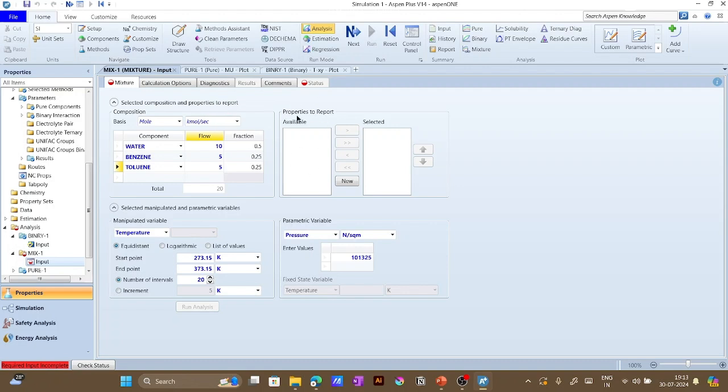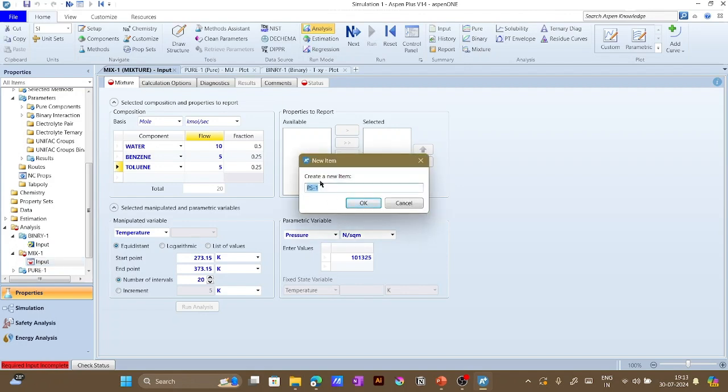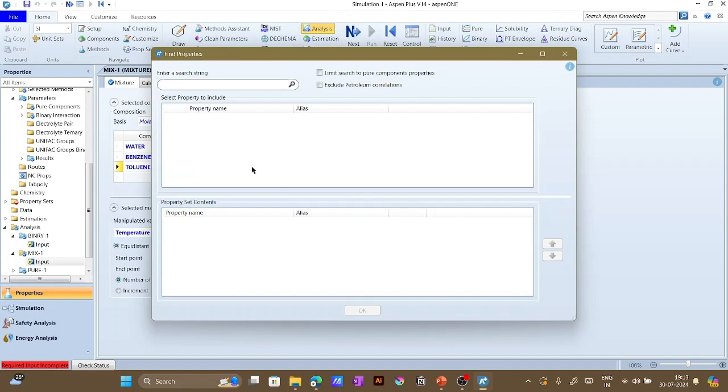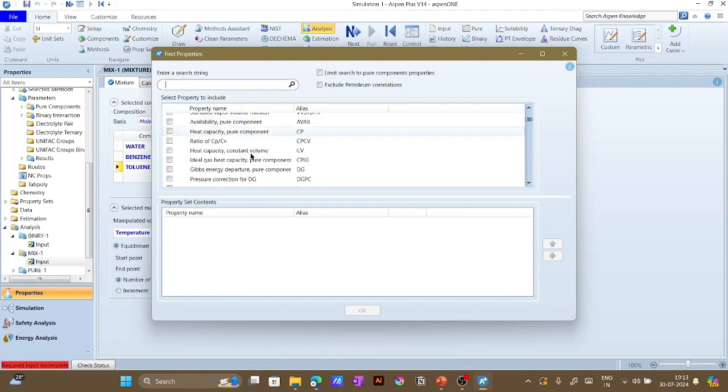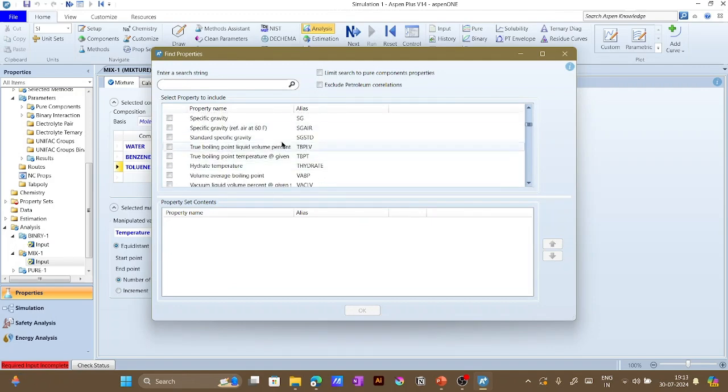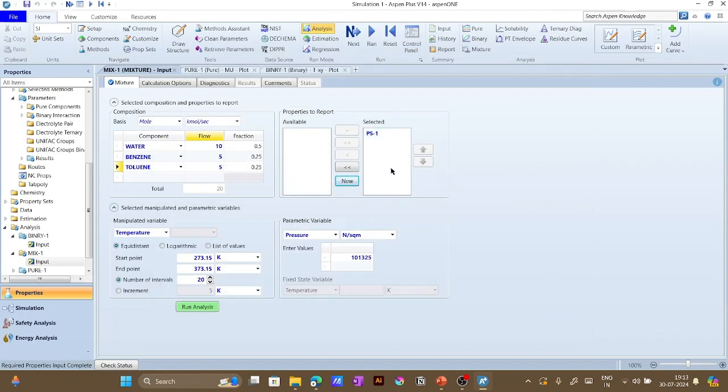Under the properties to report tab, you see a new option. If you click on that, a new item, PS1 property 1, will be created, and you can see there are various properties available for this mixture itself. Let's say you want to understand the specific gravity of a mixture. Select it, add it, and when you do the run analysis for this particular fraction, between 273 and 373 Kelvin at this pressure value, you will get the property of your system, like specific gravity, right?